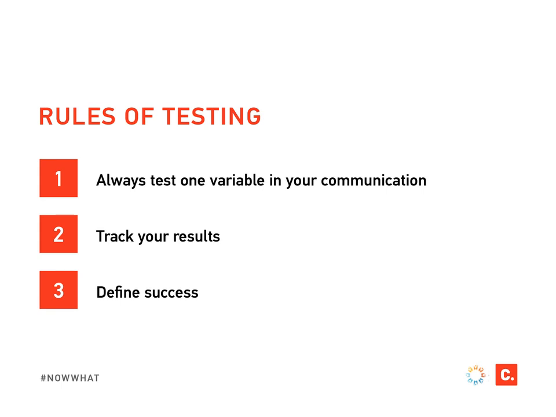And now the rules of testing. Number one, always test one variable in your communication, and that's because you want to isolate that variable. Don't test more than one component at a time because it's going to affect outcomes. Number two, track your results. Is it statistically significant? Use those results to help you make decisions for future campaigns.